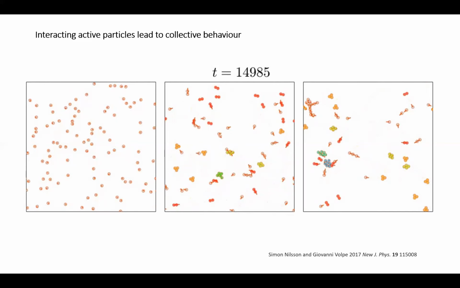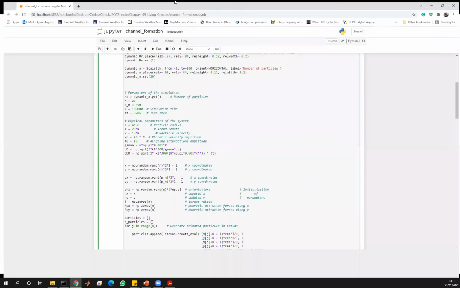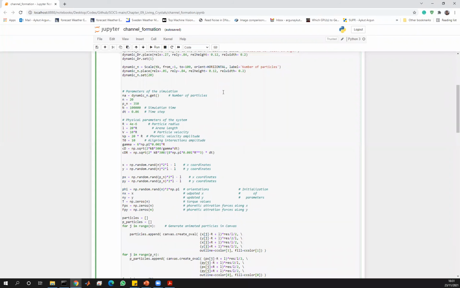I don't think I have slides, so I can maybe show you. I didn't need to take it here. Take the animation window.